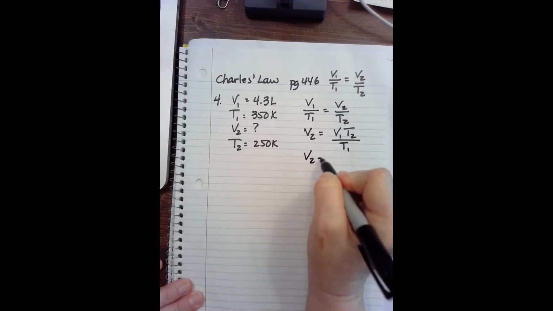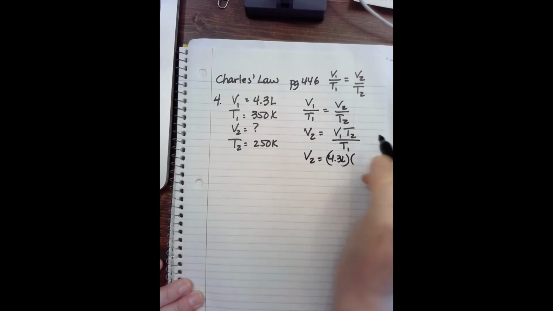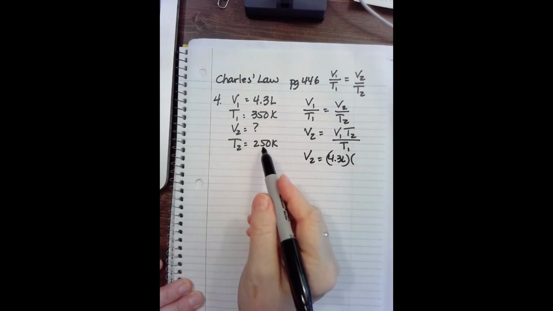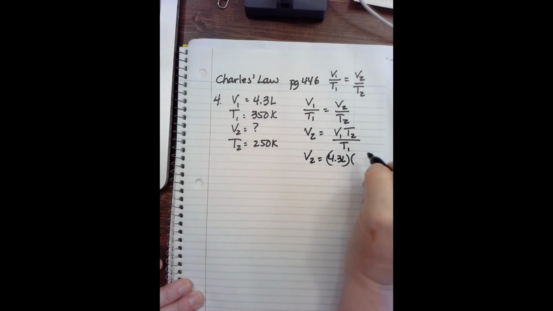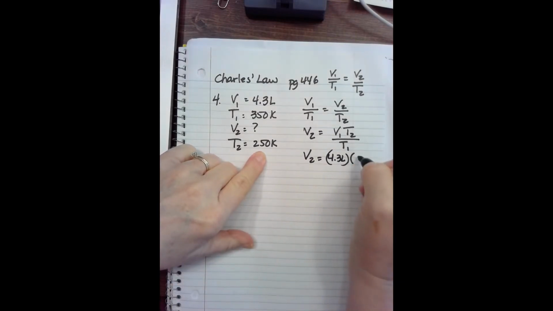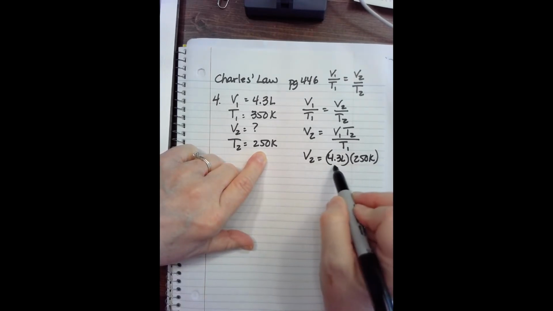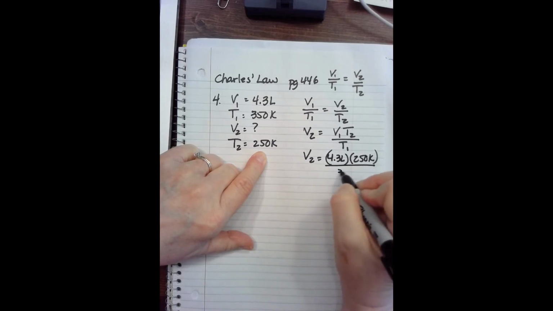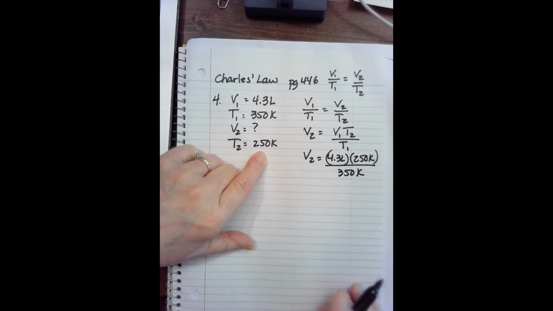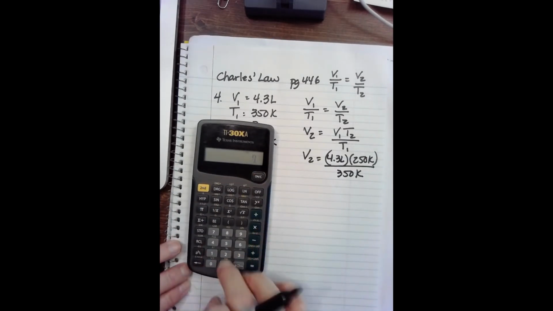So V2 equals 4.3 liters times, now this temperature is already in Kelvin, so we are ready to go. Now notice this is T2, 250K. Got to be careful about that. It's changed positions, right, because of how we're solving here. Divided by 350K. So now we're just going to pick up our calculator.